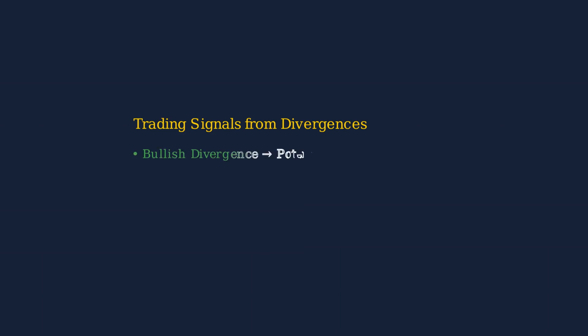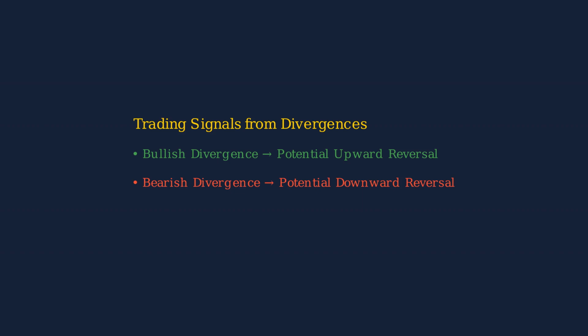These divergences provide valuable trading signals that often precede significant price reversals. A bullish divergence signals a potential upward reversal, providing a buying opportunity. A bearish divergence warns of a potential downward reversal, suggesting it may be time to sell or open a short position. However, it's crucial to wait for price confirmation before acting on divergent signals.